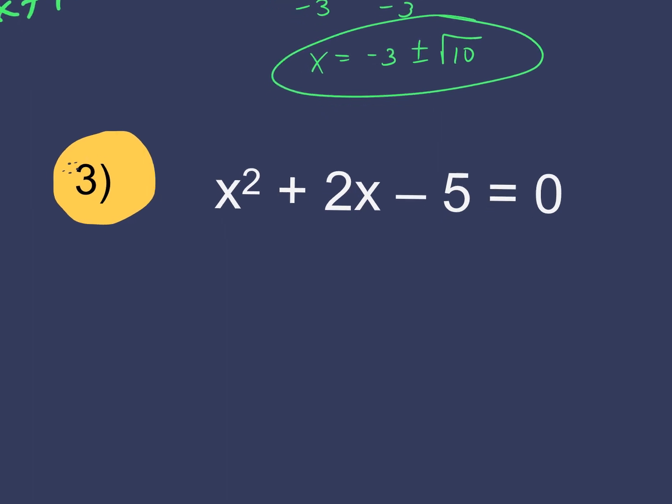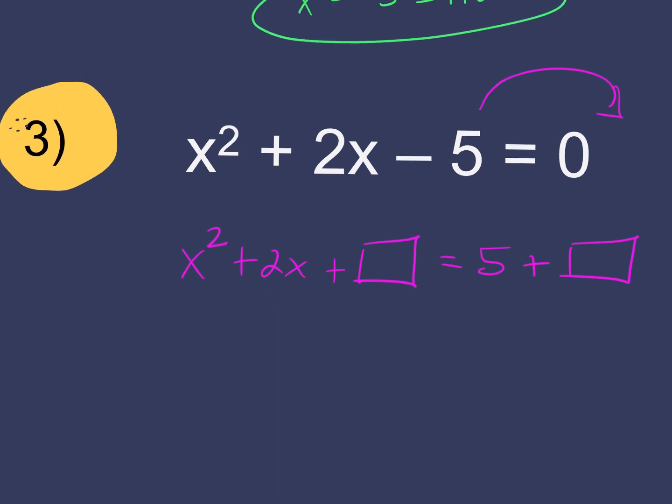Is my a term 1? Yes, the number in front of x squared is 1. Perfect. So I have x squared plus 2x. What do I do with negative 5? I'm going to move it over. So I put a box on this side, and then I move my 5 over, put a box on this side. Always going to be plus because you're squaring that number.